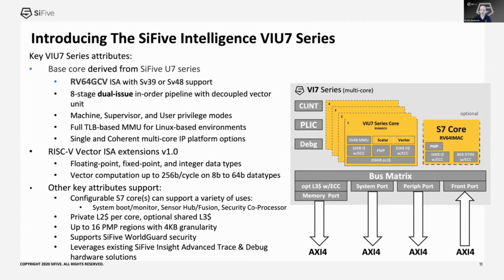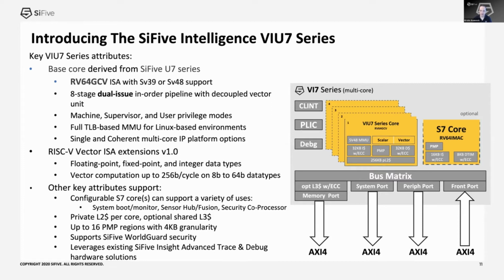So let's dive in and talk about the VIU7, the core IP we're announcing today. This builds upon the SiFive U7 series core, which has already had multiple licensees. This provides support for the RV64 GCV RISC-V ISA, including up to 48-bit virtual memory support. The U7 is an 8-stage dual issue in-order pipeline. And to that, for the VIU7, we added a decoupled vector unit. But this all runs in the context of full Linux.